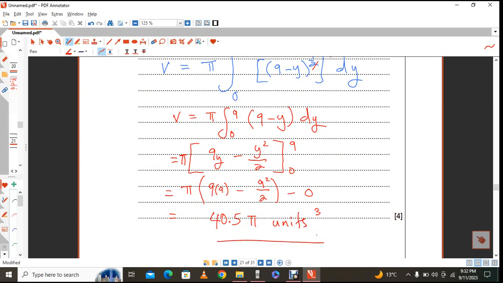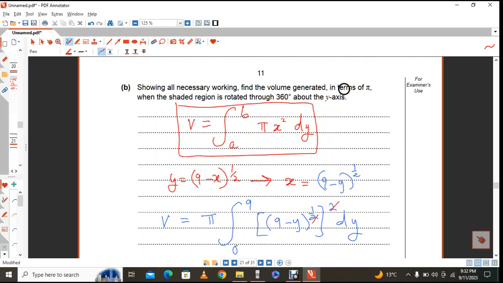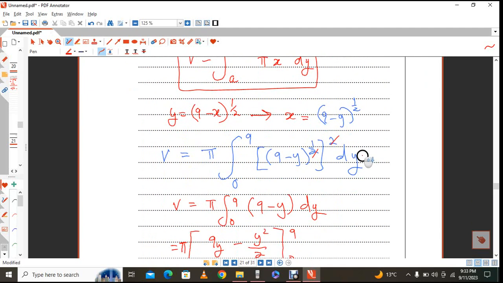And the reason why I leave my answer in terms of pi is because the question continues to tell me here, leave your answer in terms of pi.